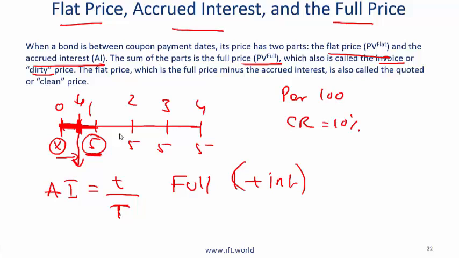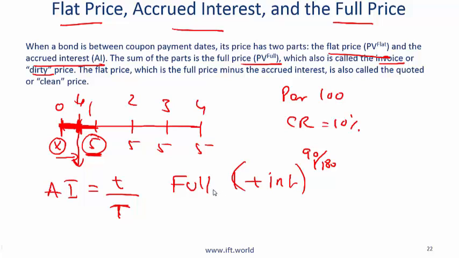So if this is 90 days, then it would be raised to 90 over, actually this would be 90 over 180. So this would be the full price, and then what is the clean price? It would be the full price minus the accrued interest.